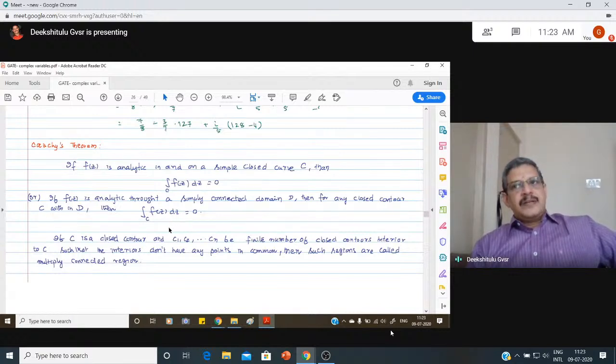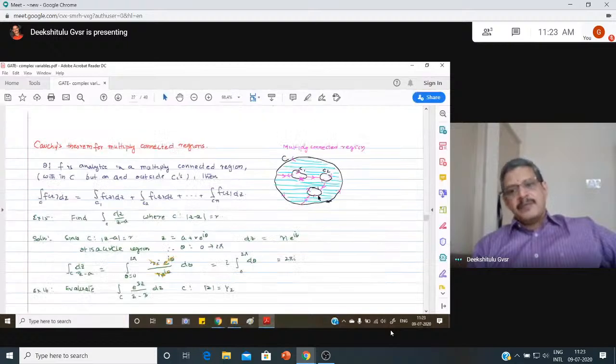Now the extension of that is, what happens if there are some points within C where the function is not analytic? If C is a closed contour and C1, C2, up to Cn are a finite number of closed contours interior to C, such that their interiors don't have any common point, then such a region, the shaded part in blue color, is called a multiply connected region. They are not simply connected regions.